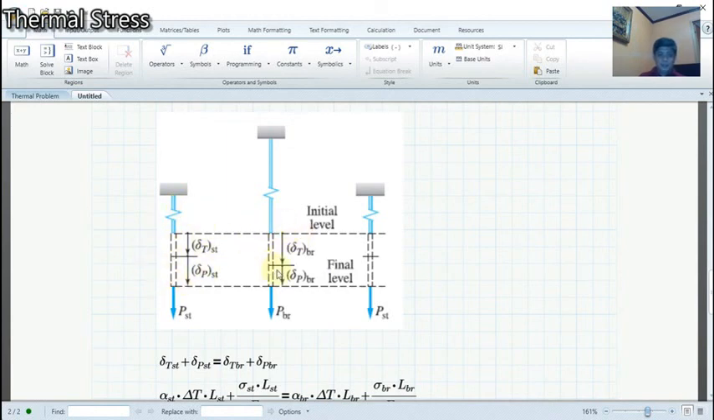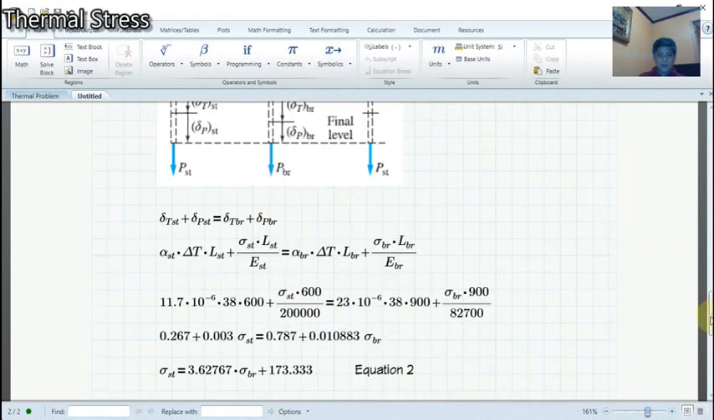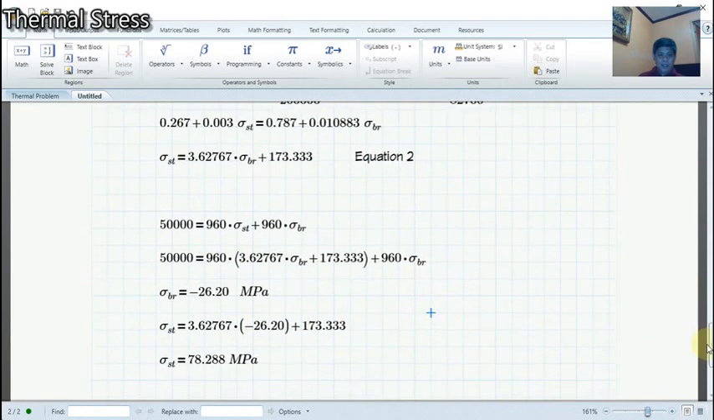So it will now produce a compression because it cannot stretch, because it's being restricted by the steel. So it will now have a compressive force inside the bronze rod. Okay, so there you have it. We have the stress for the steel, a positive stress of 78.288 MPa, tensile stress, and the compressive stress for the bronze of 26.20 megapascal.